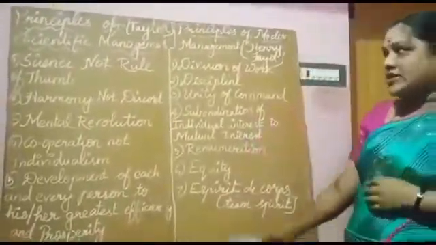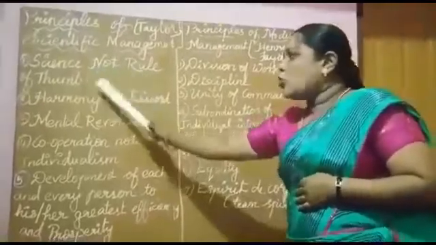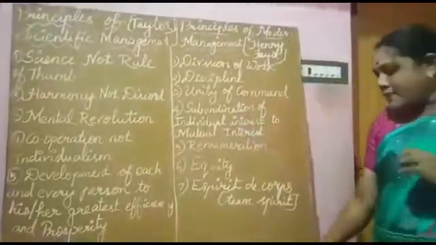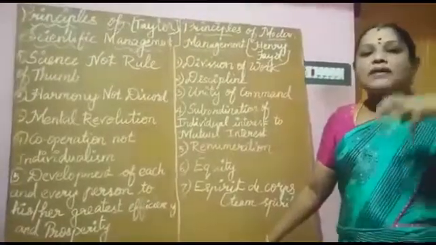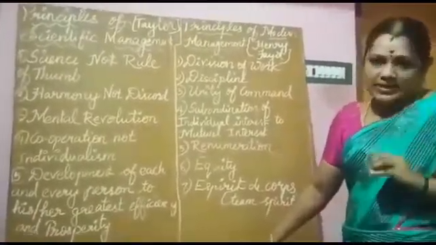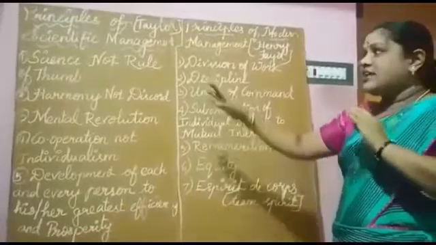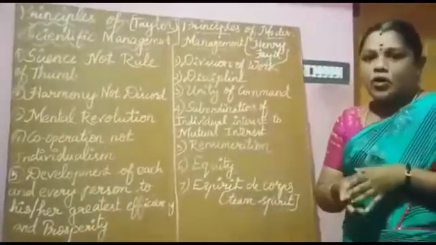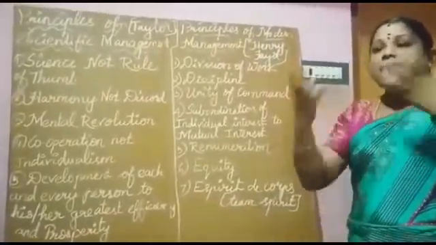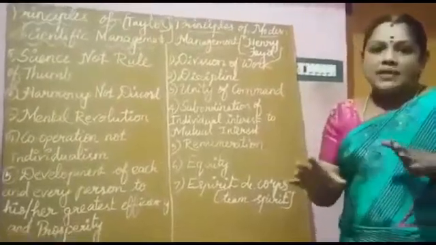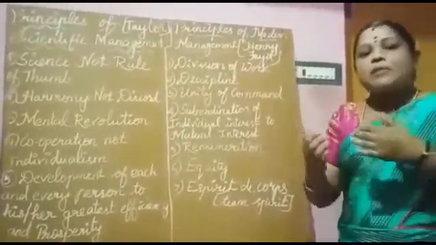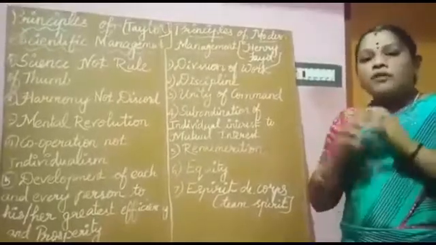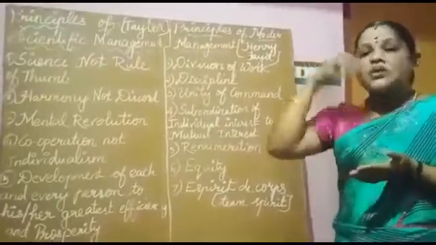First, let us see what it is. Science, not rule of thumb. Rule of thumb means decisions taken by the managers as per their personal judgments. This is not practically possible because everybody's efficient work is not the same. Some employees make a tremendous effort to do the work. Some employees are lagging behind. So before planning everything, he has to consider the employee.